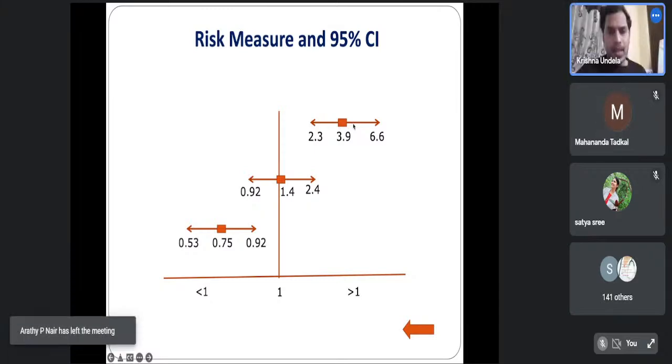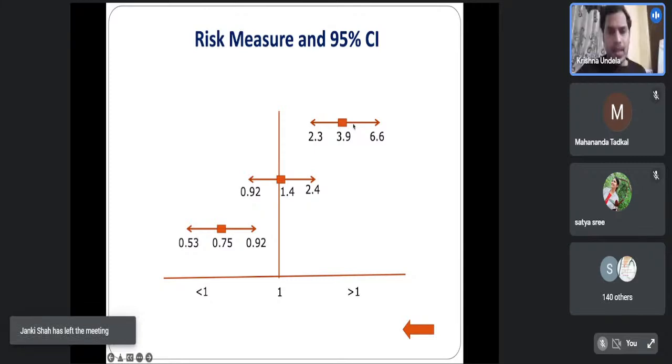So always, it's very simple. If you don't understand all this concept, if you want to conclude finally, you can do one thing. Whatever the value you got, do -1. 3.9 -1, that much risk it is. 0.75 -1, don't bother about the minus value, you're going to be getting 0.25. So you can just do -1 and then go for the conclusion. That's it. Very simple.